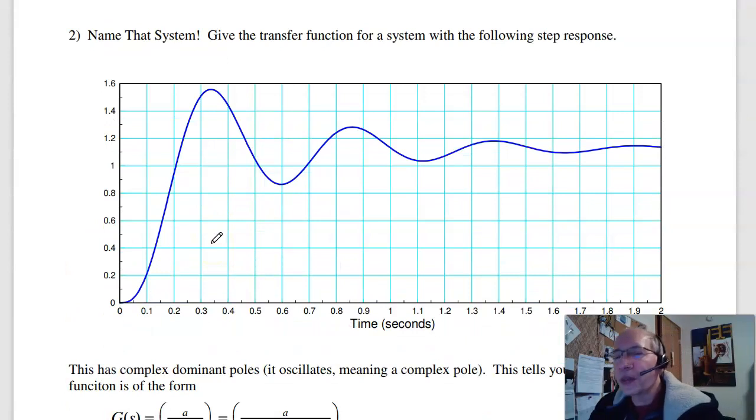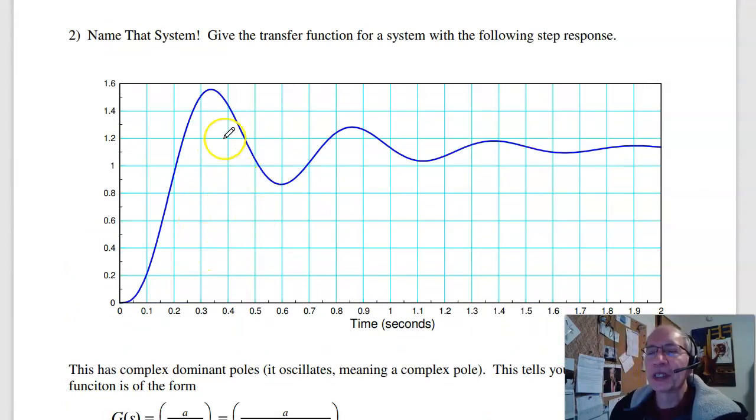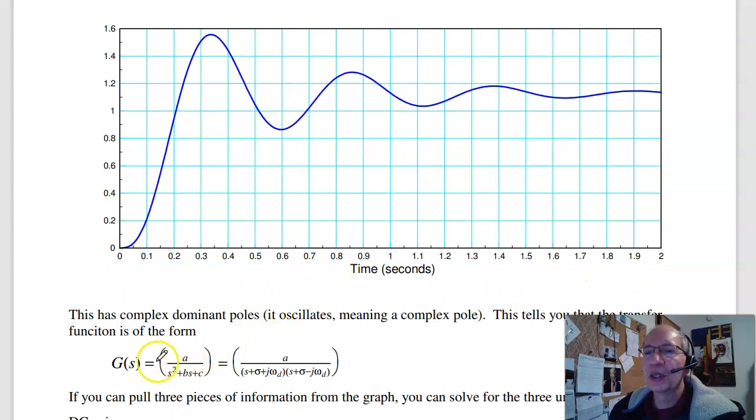Problem 2. If you have oscillations, I know right away this has complex poles, because I've got the complex pole that gives you the oscillations and its complex conjugate. So the transfer function will be in this form or factored out in this form.